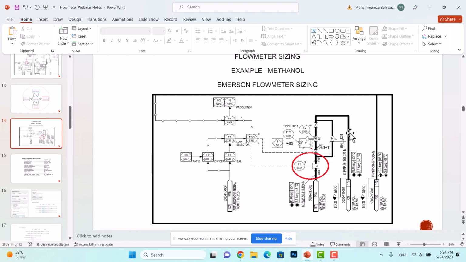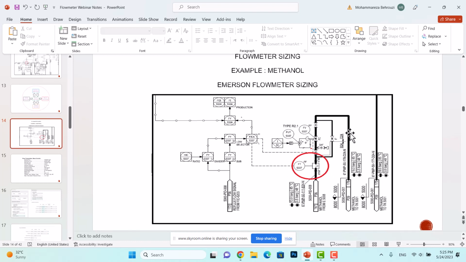I really like this website because I have used the website of the Emerson Flowmeter Sizing for many applications, and I have been very satisfied with its results. Therefore, I highly recommend you use this Emerson Flowmeter Sizing.